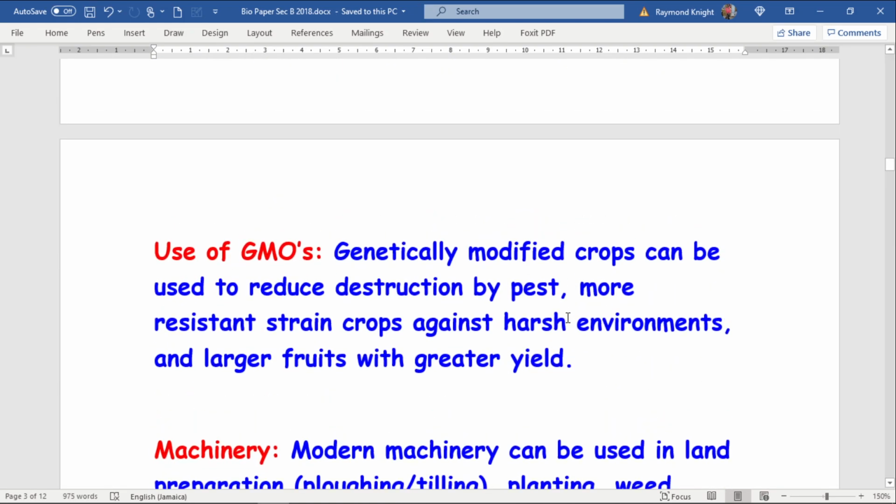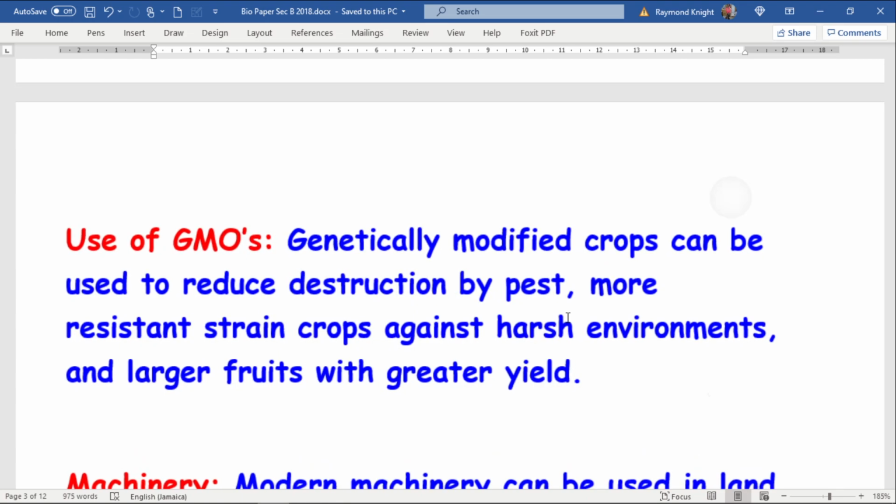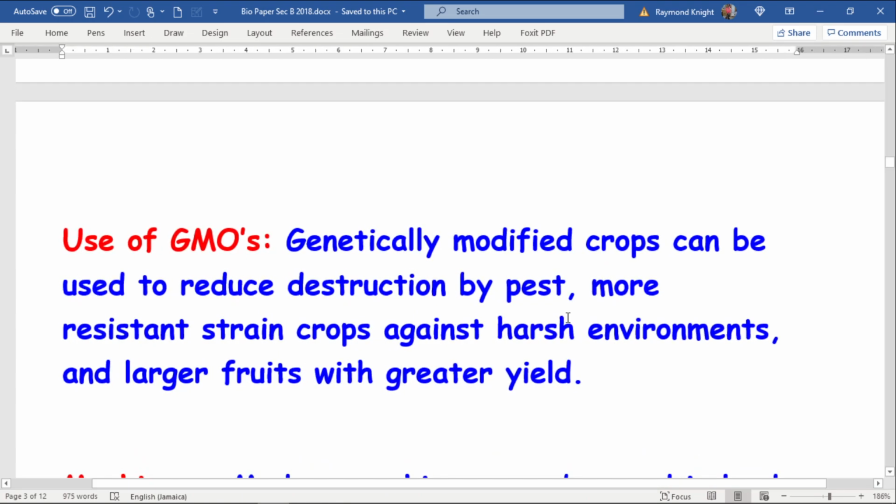Now, the next one is use of GMOs, which I already mentioned in one of the previous papers, right? And using GMOs, which are genetically modified organisms, all right? So genetically modified crops can be used to reduce destruction by pests. And also, you can use GMOs to develop more resistant strains of crops against harsh environments.